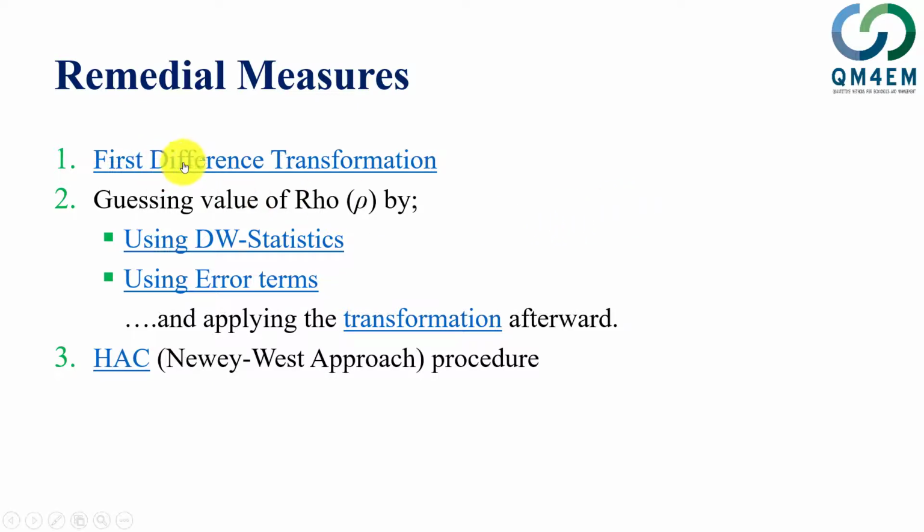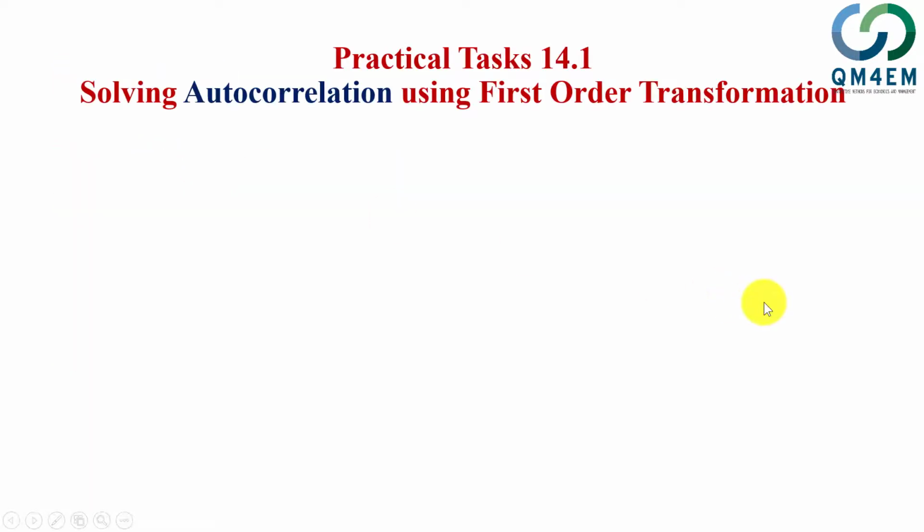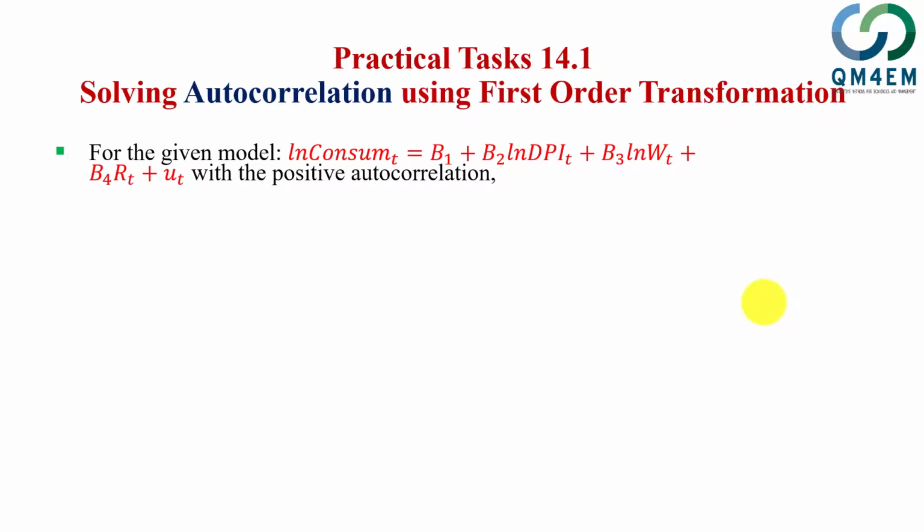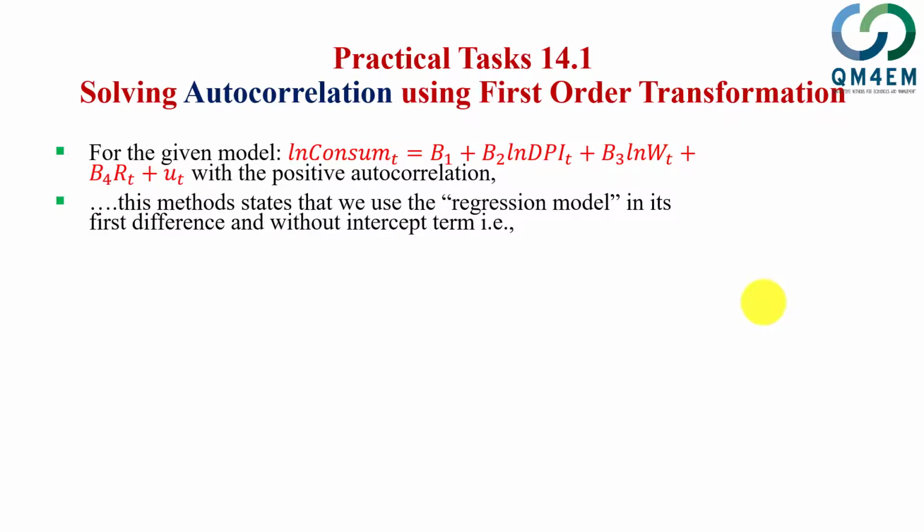So moving toward first difference transformation, this is practical task 14.1. In this we are going to solve the autocorrelation problem using first difference transformation. Recall our task 13.1 in which we regressed consumption on disposable personal income, wealth and interest rate, all in real form. We concluded that there is positive autocorrelation. Now we are going to use the same model, but we will fix the autocorrelation problem using first difference transformation. This method is pretty simple.